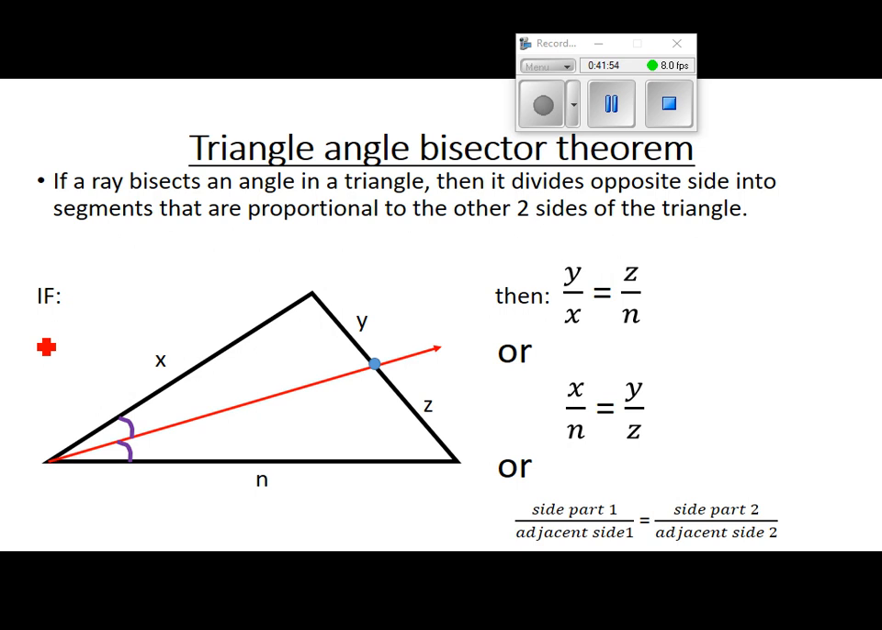Angle bisector theorem. What's an angle bisector? A line that splits an angle into two congruent angles. All right, splits an angle into two congruent angles. So if you have, in a triangle, one of the angles being bisected, then we can set this up. And I'll give you a second to fill that in before I start explaining.